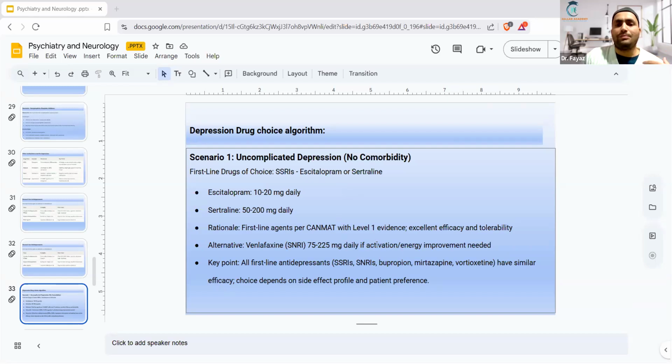SNRIs help in improving energy. But remember, if we are improving energy quickly without improving the depression symptoms, we may end up harming the patient instead of helping them. Remember one key point for exam: all the first line antidepressants that we discussed have almost similar efficacy. Choice of medicine depends on the patient and their comorbidities. I think this should be enough for our first lecture.